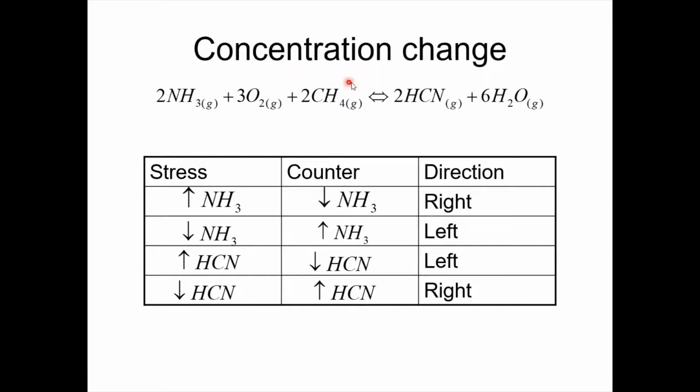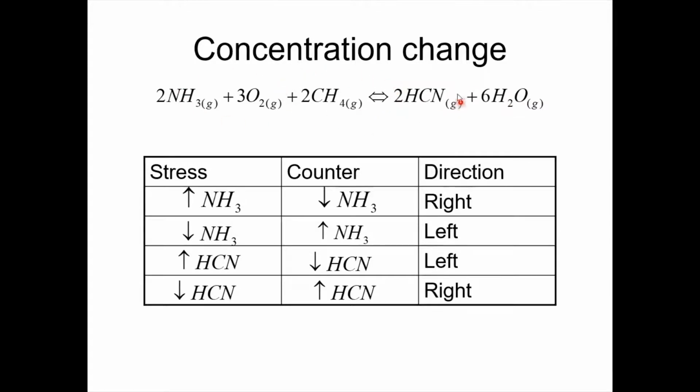So let's go ahead and take a look at this equation I have right here. I have 2NH3 plus 3O2, I'm sorry, plus 2CH4. All three of those are reactants. Goes to form 2HCN plus 6H2O. So the question is, how does a concentration change affect this equation? Once again, we're starting with equilibrium.